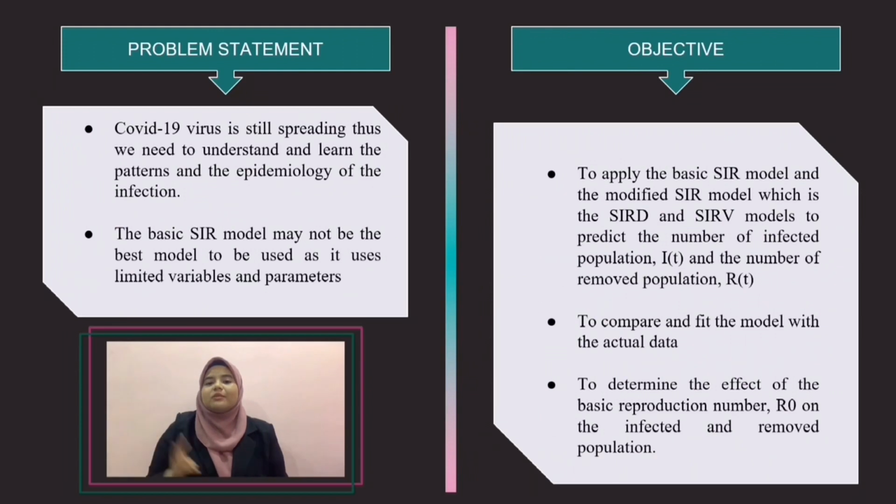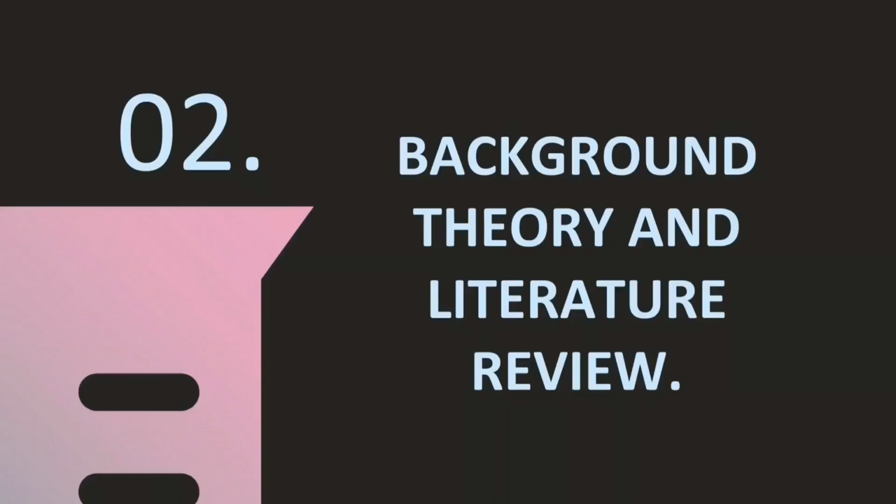Next, we have 3 main objectives that we need to achieve. The first one is to apply the basic SIR model and the modified SIR models, which are the SIRD and SIRV models, to predict the number of infected population, I(t), and the number of removed population, R(t). The second objective is to compare and fit the models with the actual data. The last one is to determine the effect of the basic reproduction number, R-naught, on the infected and removed population.